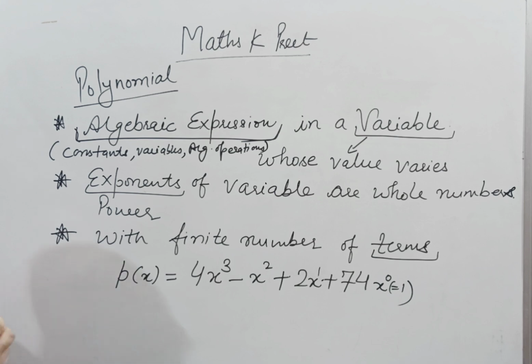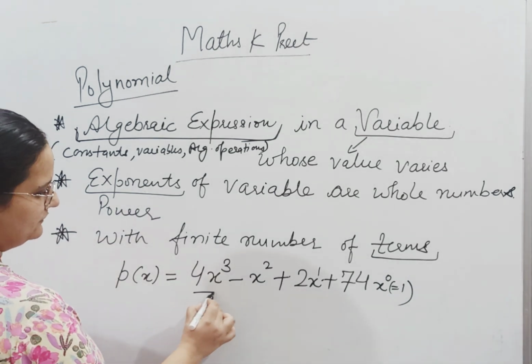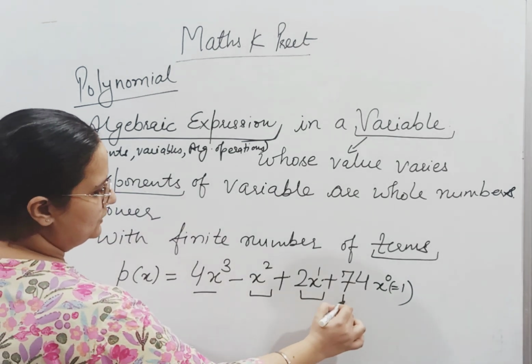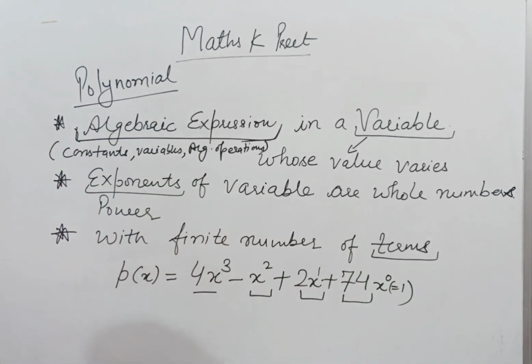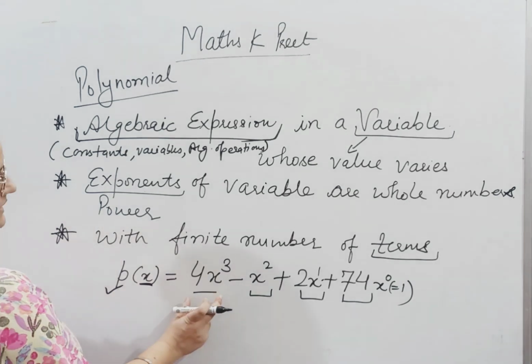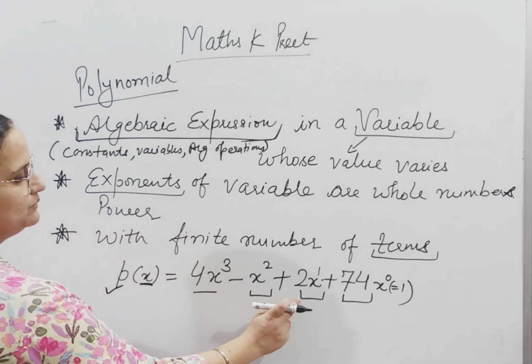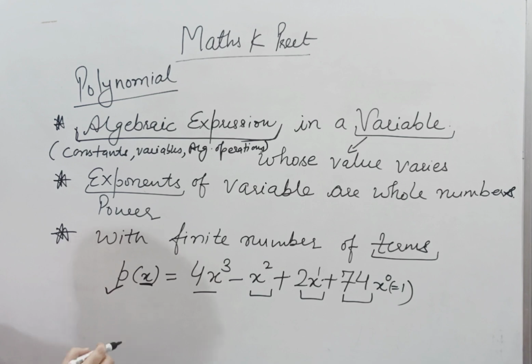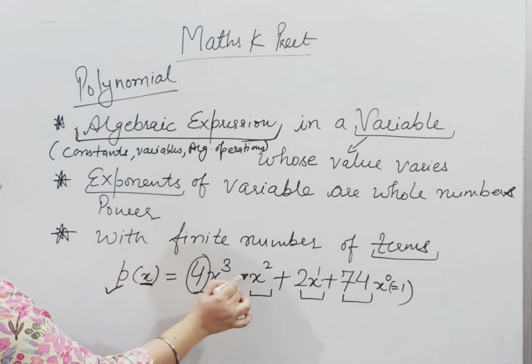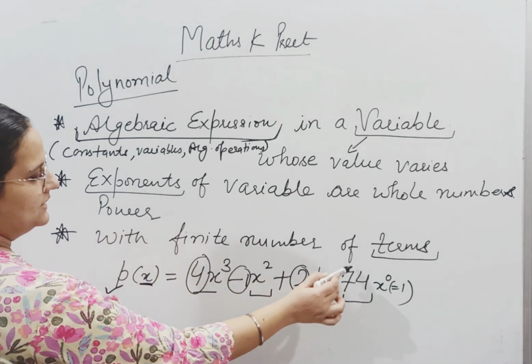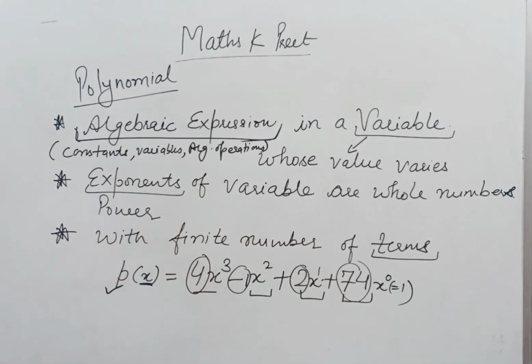It has a limit. So these are the terms. It has 4 terms: first term, second term, third term, fourth term. So this polynomial, which is denoted by p of x, where x is the variable and p is the name of the polynomial. So p of x is basically the notation for this polynomial. I have taken this as equal to 4x cube minus x square plus 2x plus 74. So here I am repeating: this 4, this minus 1, this 2 and 74. These are what? Constants, and x is the variable.